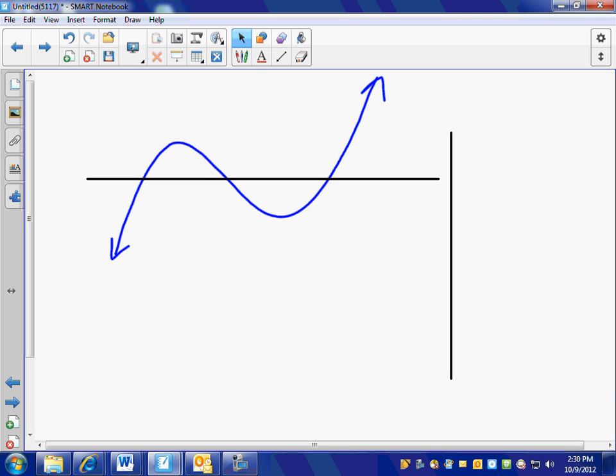Yes, because a function says this. For every input, there's only one output. So as you can see, if you plug in this x value, you only get one output. This x value, one output. This x value, one output. But can you have one output correspond to 3 different x values? Yes, that's okay.